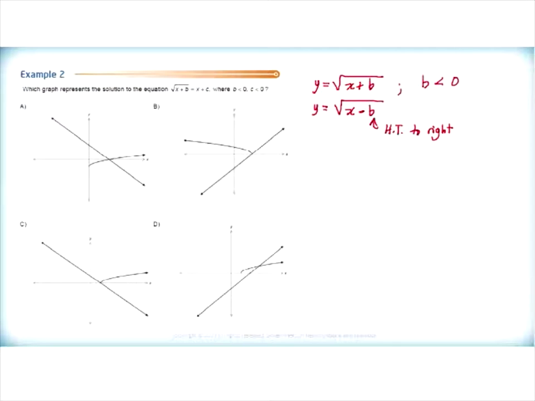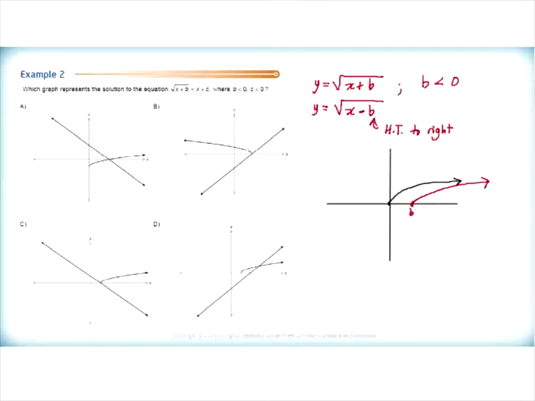So the base graph of this function, I will just sketch it for you if I could. The base graph of y equals the square root of x looks something like this. And if the value of b is less than 0, then that graph will be moved b units to the right. So that would be the value of b.